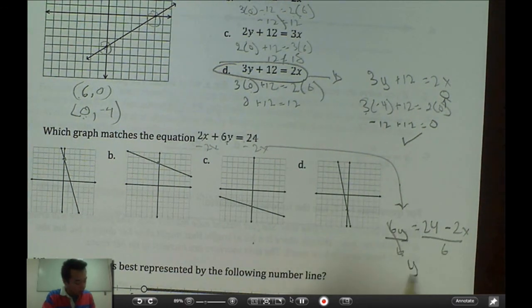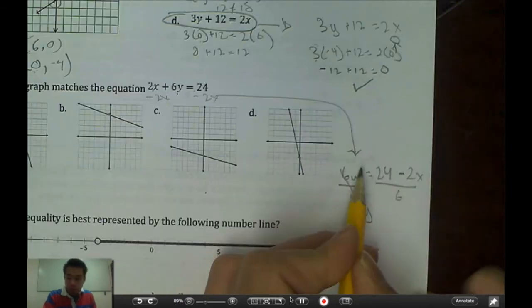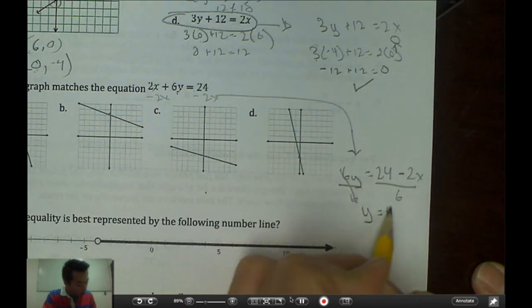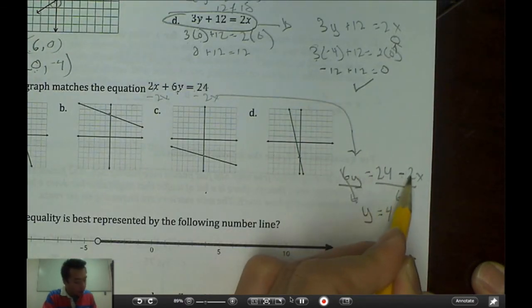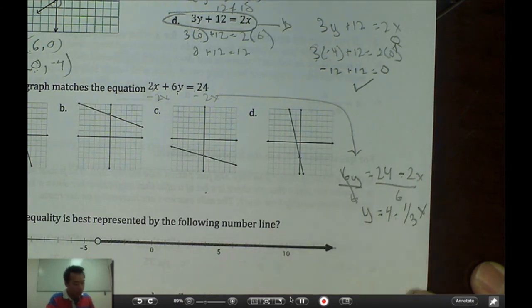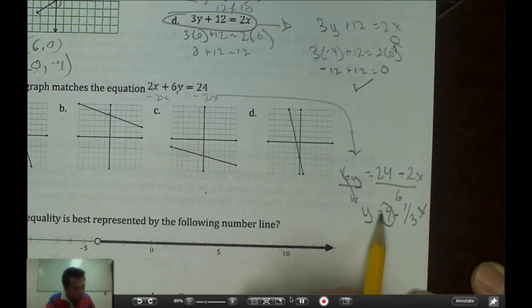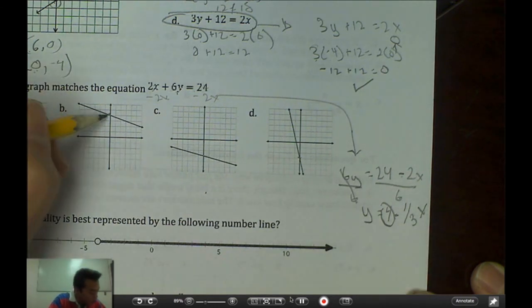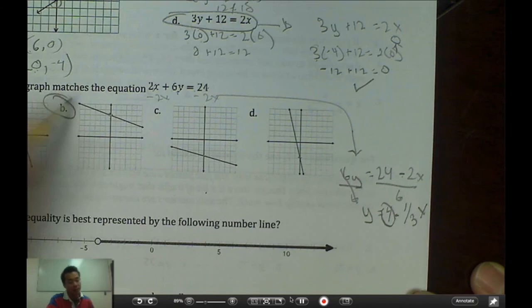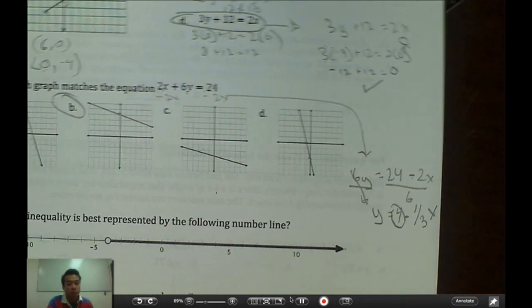That's gone. Y, 24 divided by 6 is positive 4. Negative 2x over 6 is negative 1/3 x. So I have a y-intercept of 4 and a slope of negative 1/3. And right here, y-intercept of 4 and a slope of down 1, over to the right 3, and that's my slope of negative 1/3. So B is the right answer.